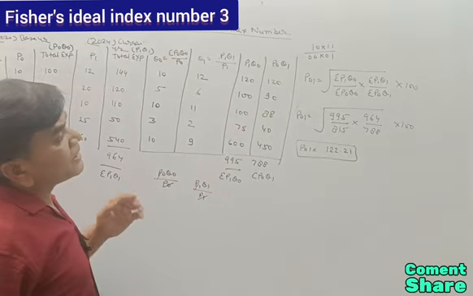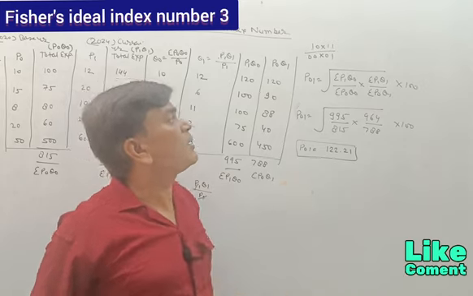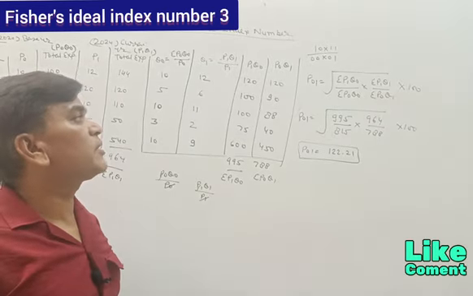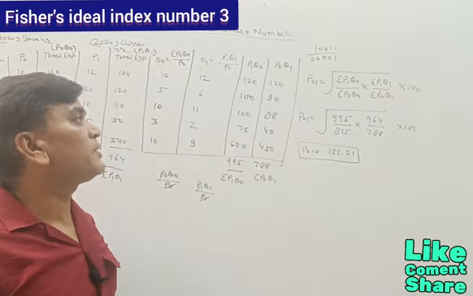So after putting the formula of Fisher, P01 is under root of sigma P1 Q0 divided by sigma P0 Q0 multiplied by sigma P1 Q1 divided by sigma P0 Q1, multiplied by 100. By putting in the values, we get the value 122.21.